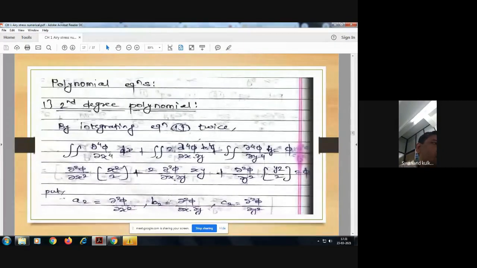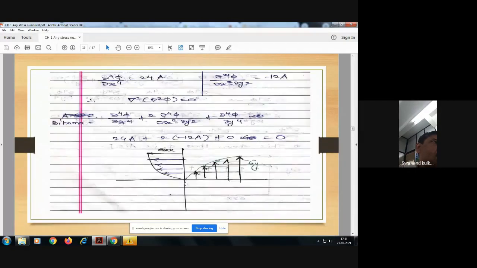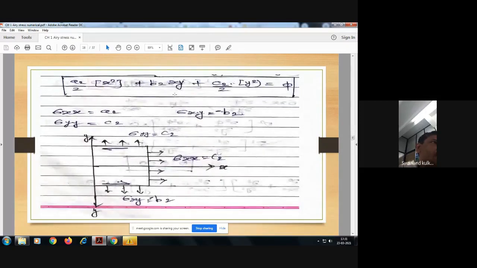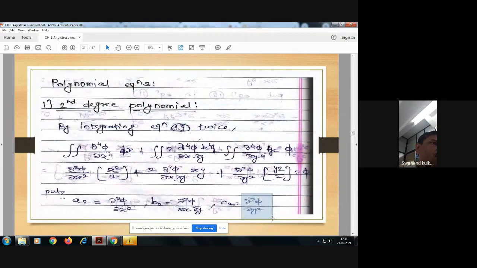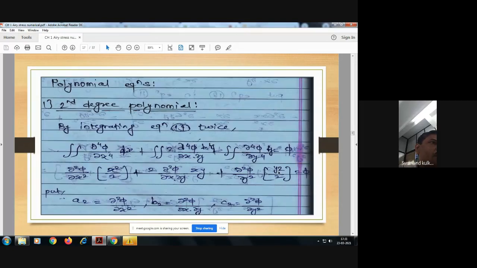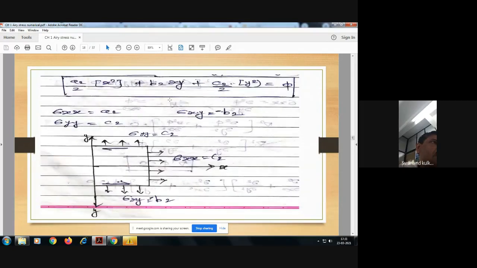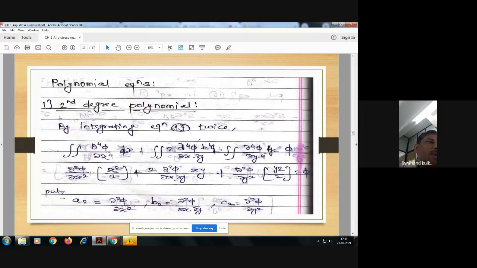Similarly for this b2, as far as this b2 is concerned, this total constant term we have considered to be b2, so this will become b2 xy. And then again ∂²φ/∂y², which is considered to be c2, so c2 upon 2 into y square, like this. Is it okay? So a2 by 2 x square plus b2 xy plus c2 by 2 y square, which is considered to be equal to function phi.